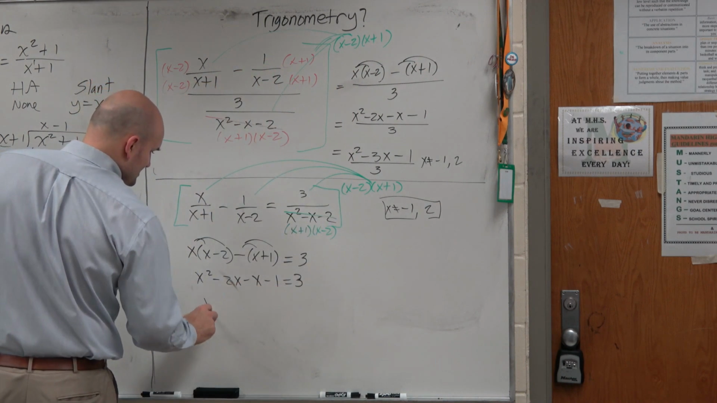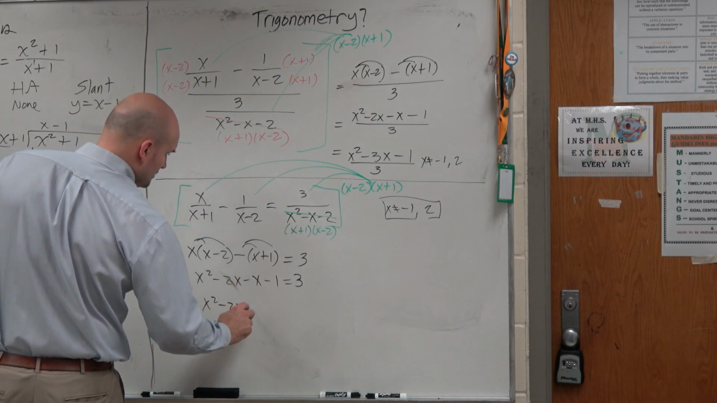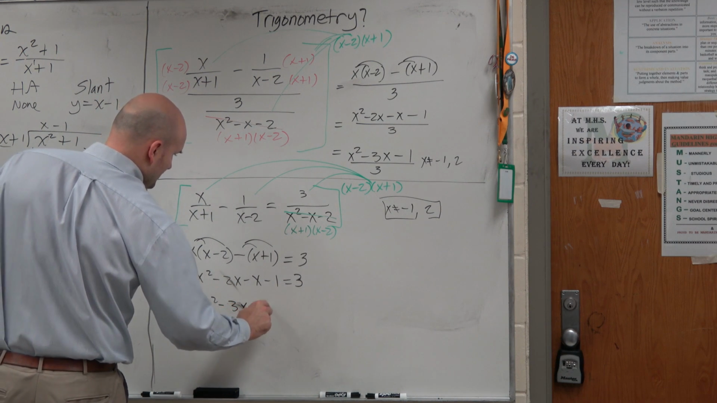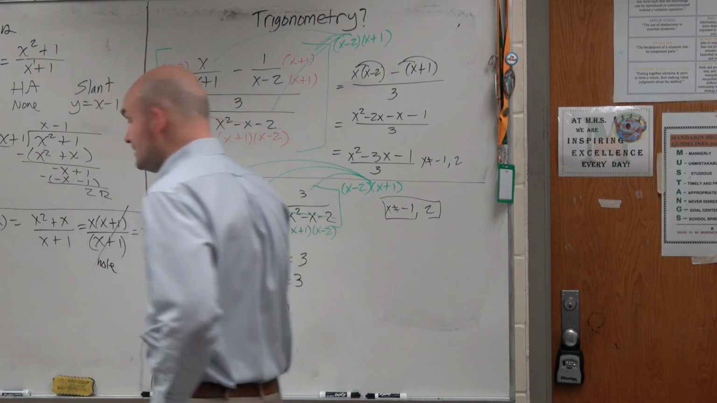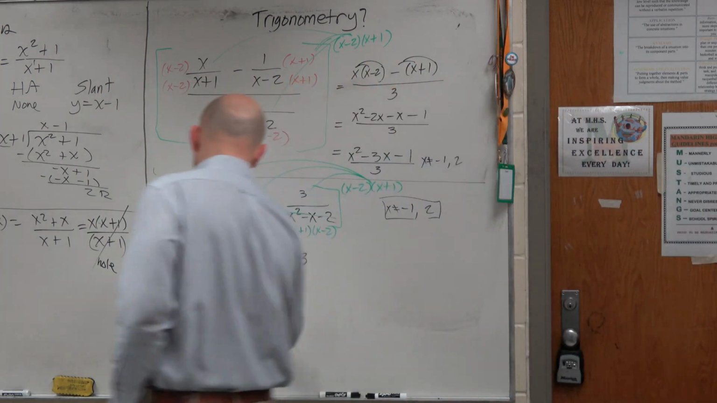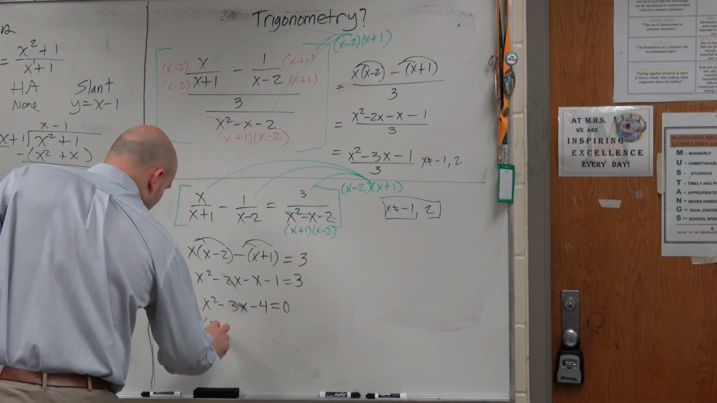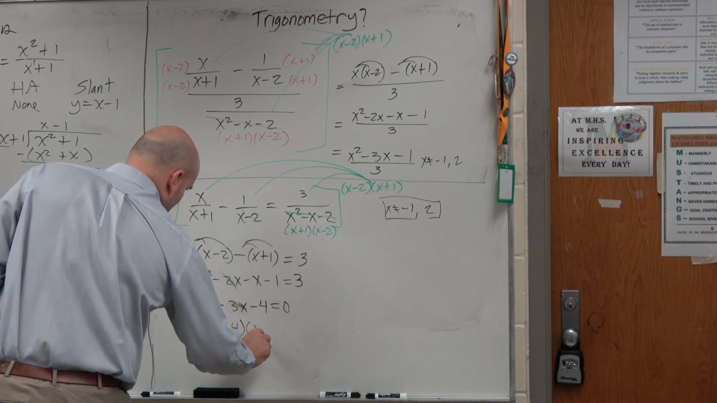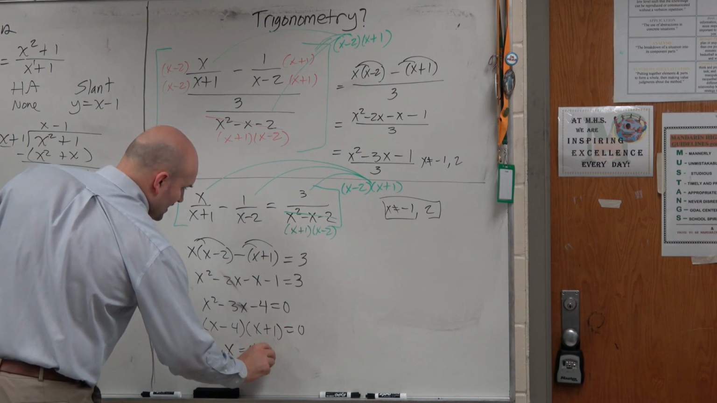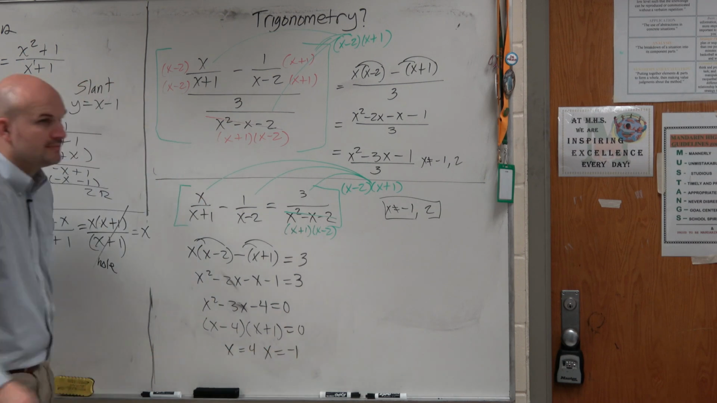So when I set this equal to 0, oh, sorry, that's a minus 3x minus 4 equals 0. Now I've got to go ahead and solve this. So I go ahead and solve. And by factoring, fortunately, I chose something that is factorable. And x equals 4, and x equals negative 1.